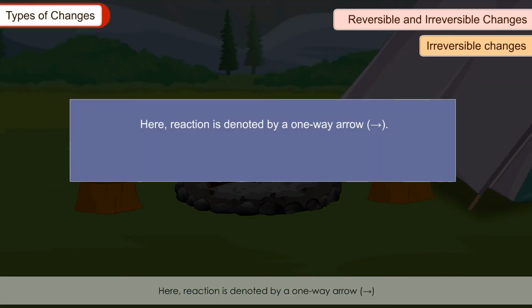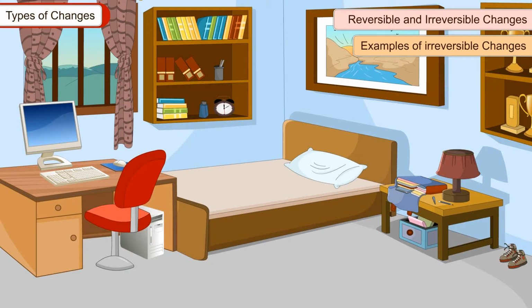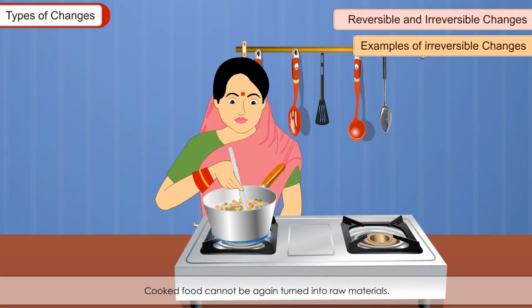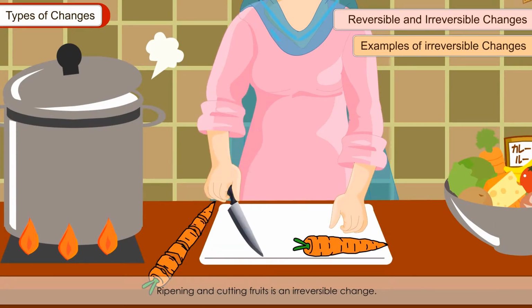Here, the reaction is denoted by a one-way arrow. For example, A + B gives C + D. Here, A and B are reactants which completely convert into products C and D, which do not react to form A and B again. Examples of irreversible changes. Some examples of irreversible changes are: cooked food cannot be again turned into raw materials. Ripening and cutting fruits is an irreversible change.